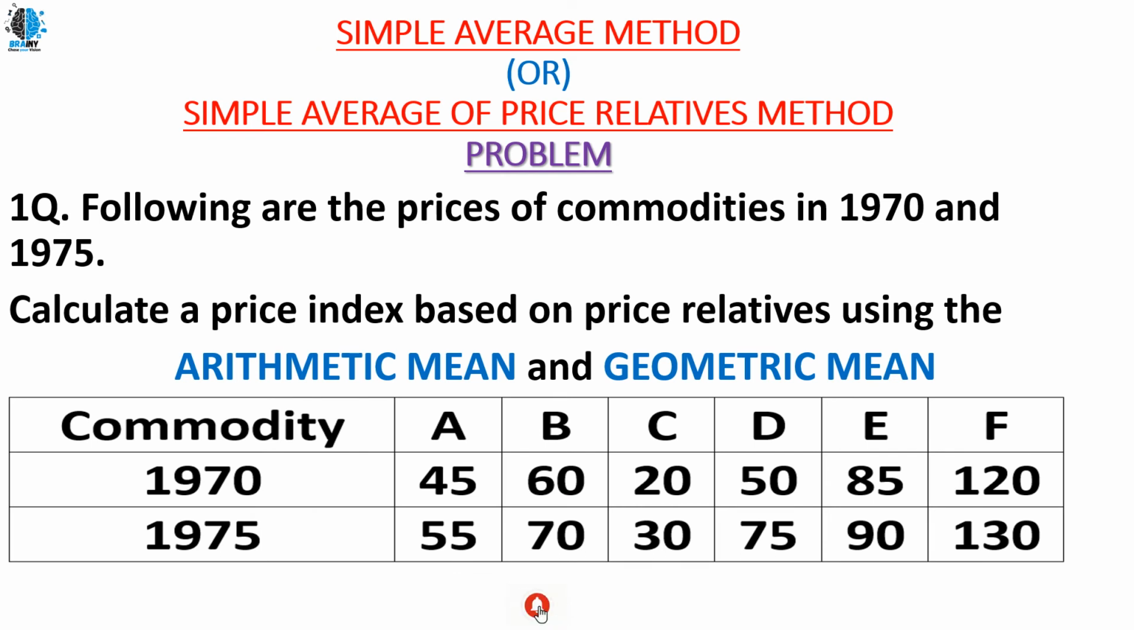Let's see a simple problem based on simple average of price relative. The following are the prices of the commodities in 1970 and 1975. Calculate price index based on price relative using arithmetic mean as well as geometric mean. Commodities A to F are given with 1970 and 1975 data. Here 1970 is our base year, 1975 is our current year. Now we have to solve this problem. So let's start.